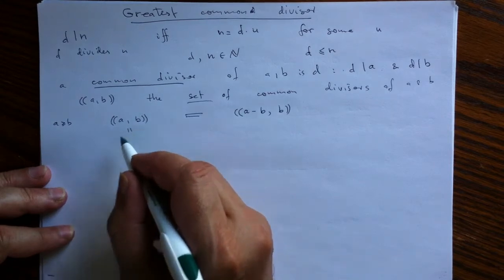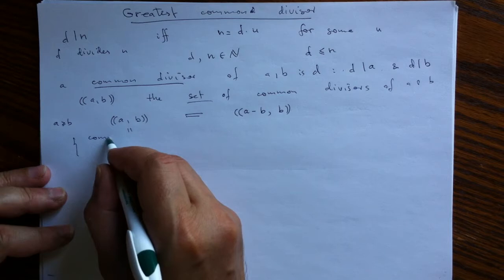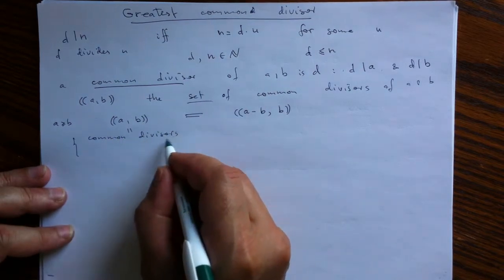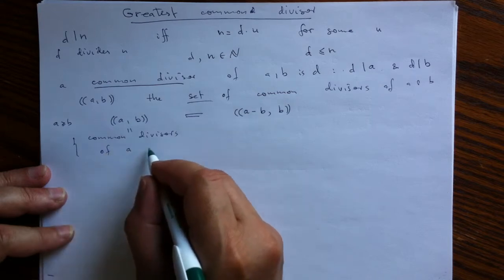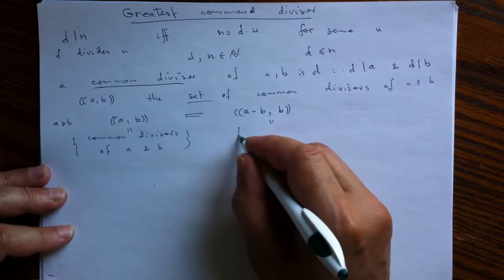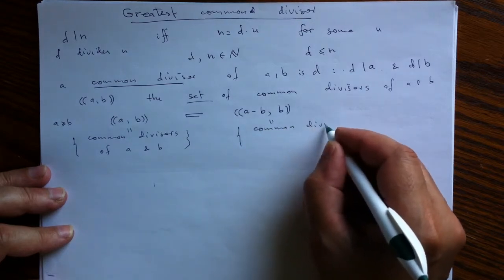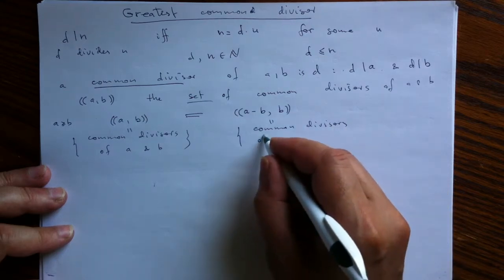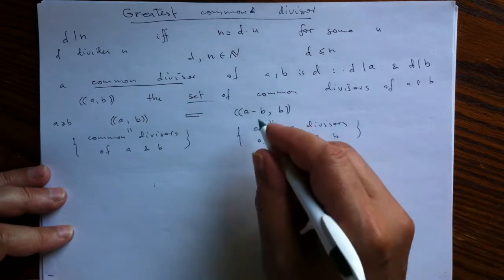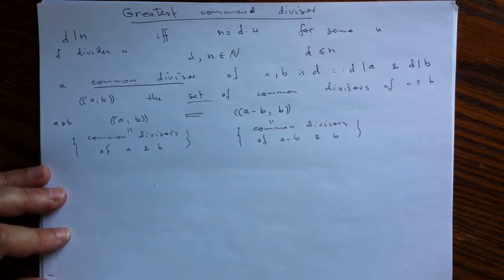Well, let's justify it. Let's unpack what the statement is saying. Here I have the common divisors of a and b, that's a notation. Here I have the common divisors of a minus b and b. Again, just following the notation. So what I'm saying here is these two sets are the same.